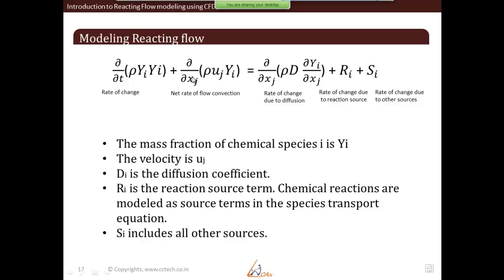So what happens here is that this is the rate of change of chemical species, this is the rate of change due to convection, that is the fluid flow, which is why the velocity U comes into the picture, and this is the diffusion term, which is because of diffusion of chemical species from higher concentration to lower concentration, and this is the addition or subtraction of chemical species because of reaction, and this is the source term. All these terms put together are the conservation equation for chemical species, which is solved in addition to the momentum equation and continuity equation.